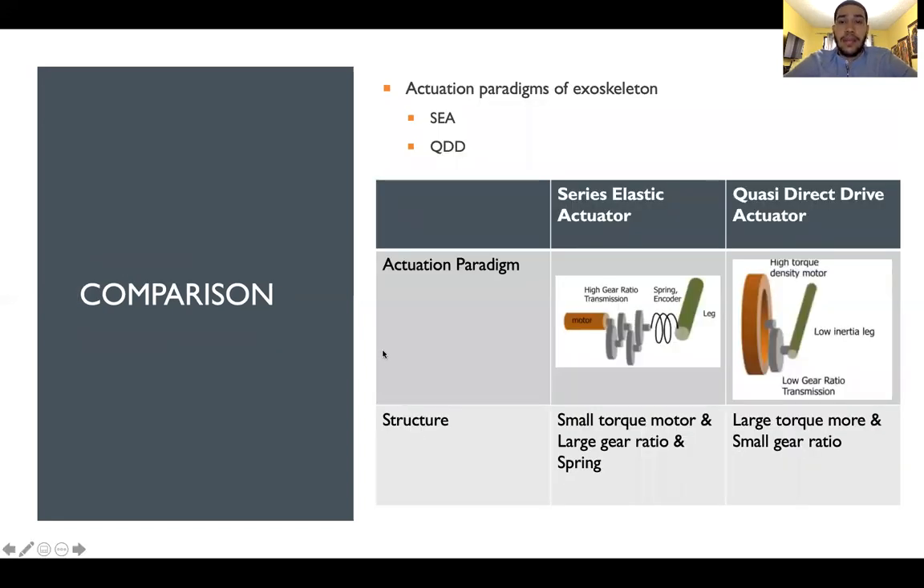As I said before, the Series Elastic Actuator has a spring in it and normally has a high gear ratio transmission, while the Quasi Direct Drive Actuator has a low gear ratio and doesn't have a spring, which makes it able to produce larger torques.